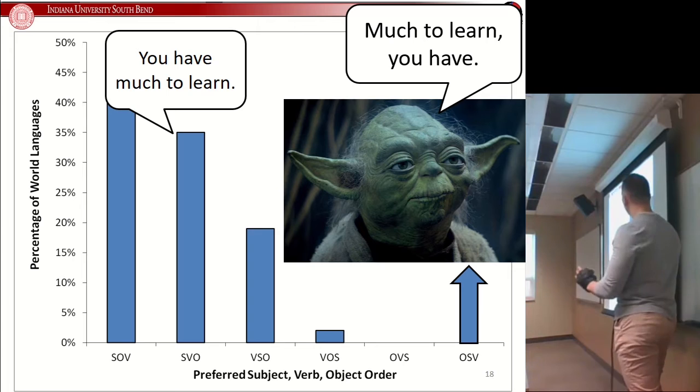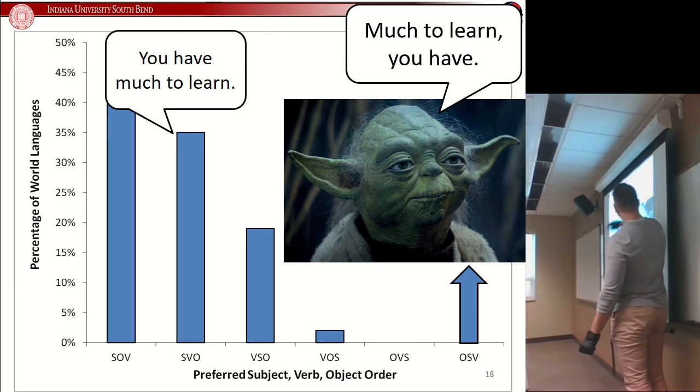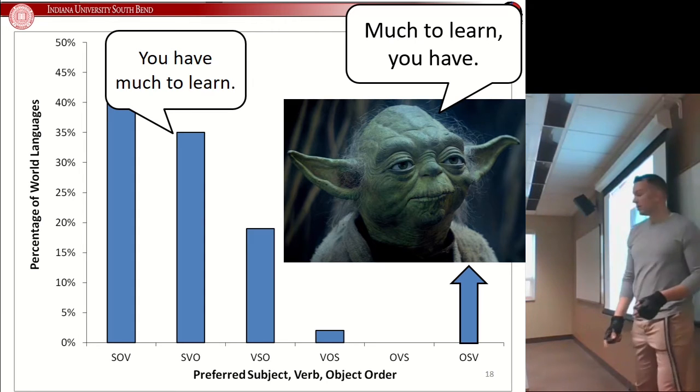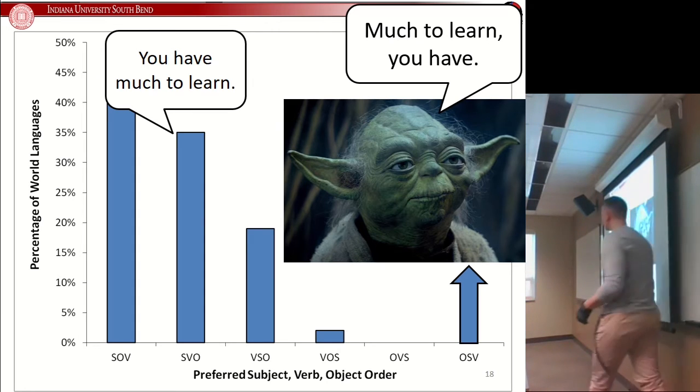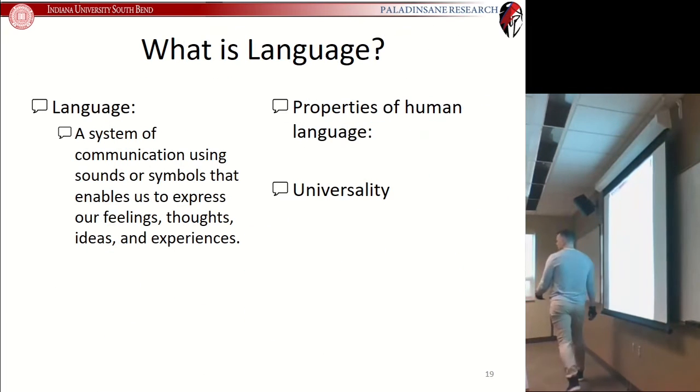So again, it's that idea that there are rules that can be followed, and when somebody doesn't follow them, you notice it. It just feels a little bit off, a little bit alien, and for good reason. All right, so we got universality.